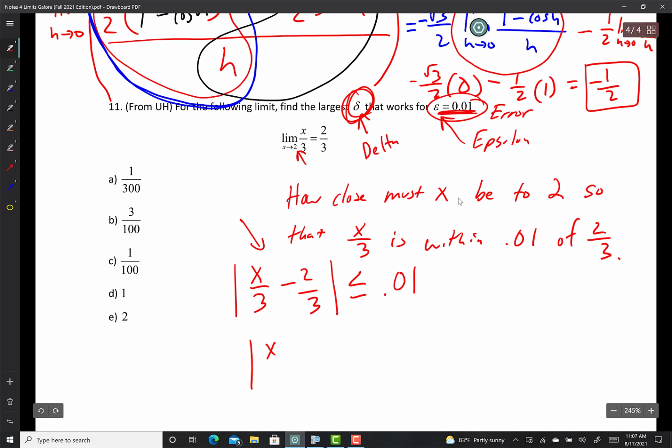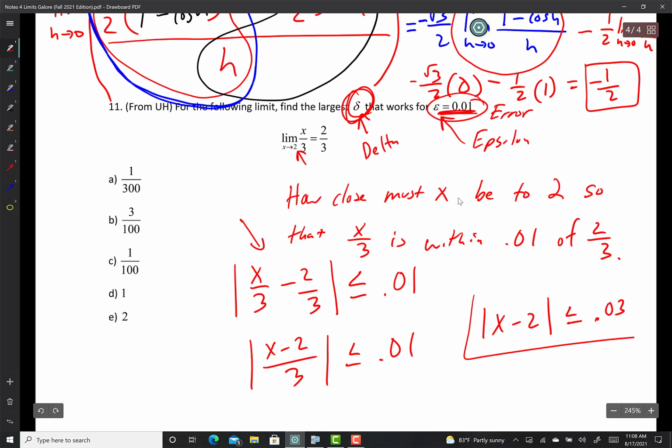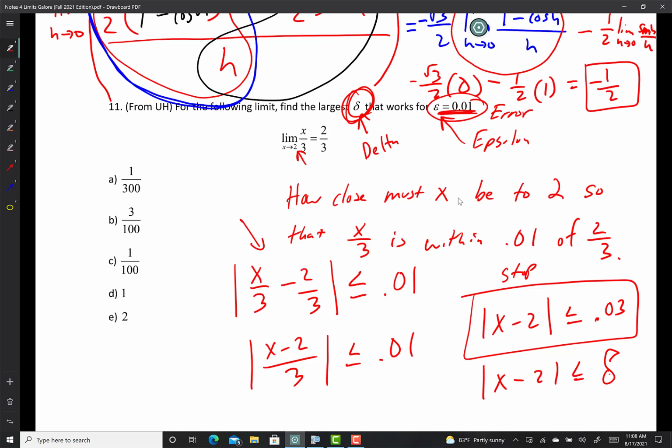Absolute value, x minus 2 over 3 is less than or equal to 0.01. I can multiply by 3. x minus 2. As soon as you get it looking like this, what's 3 times 0.01? 0.03. As soon as you get it looking like this, stop. This is technically what your definition is for delta, and I'll show you right now in a little bit. Man, I can't draw that symbol there. Let's see. There we go. That is your definition of what delta is. So this is where you stop.